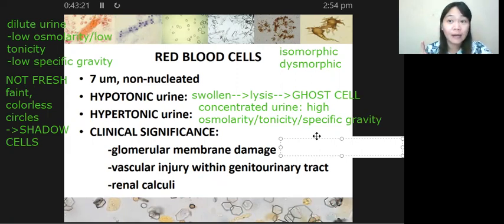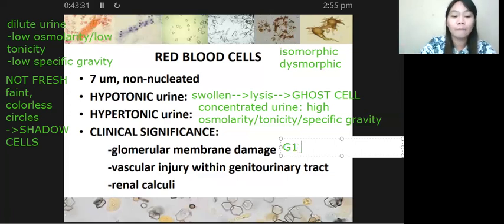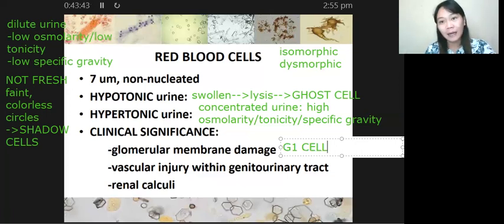And according to Henry, we should consider it as dysmorphic pa din. In particular, Henry made use of the term G1 cell. Ang ginamit niyang term for a particular dysmorphic red blood cell containing only one bleb or one protrusion is the term G1 cell. Is it glomerular in origin? Yes. Is it dysmorphic? Yes. Dysmorphic pa din po siya.